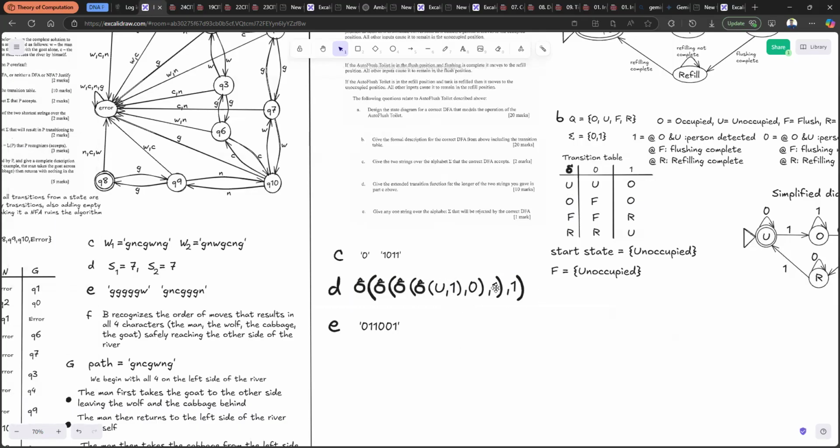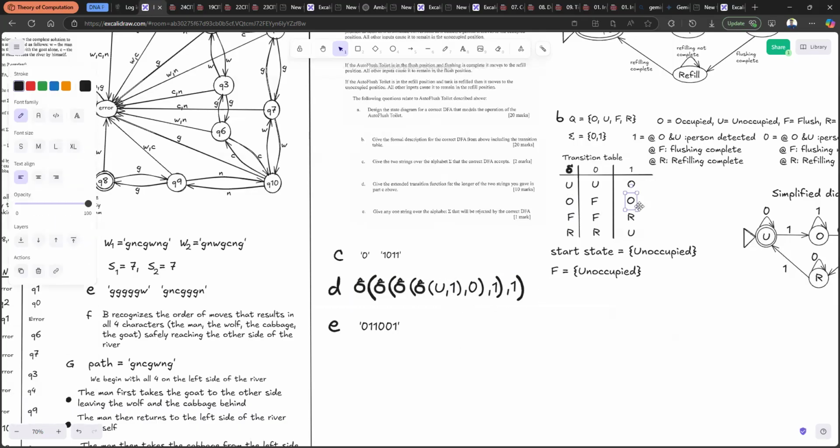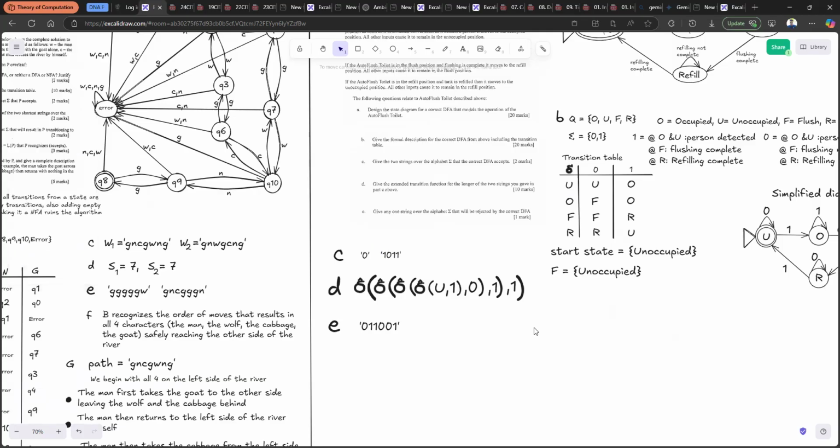And then it becomes O and 0, which is this one, which now becomes F. So the secondary bracket becomes F. And then it becomes F and 1, which is here, goes to R, then it becomes R and 1, and then R and 1 becomes U. So that's what this is. That's what the extended transition table was, from my understanding.